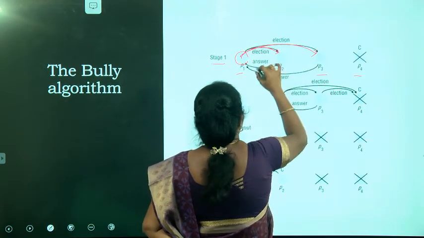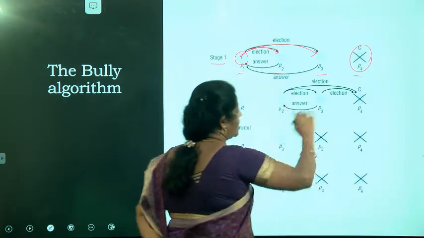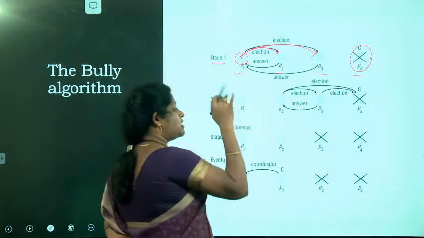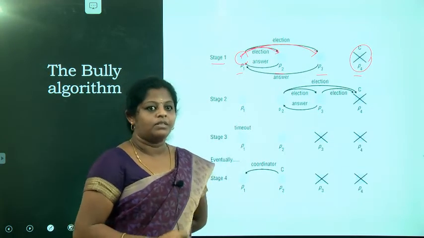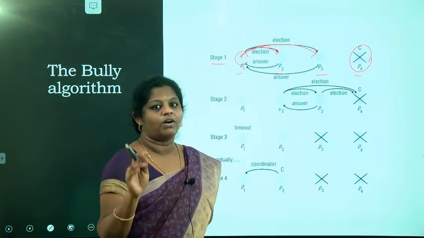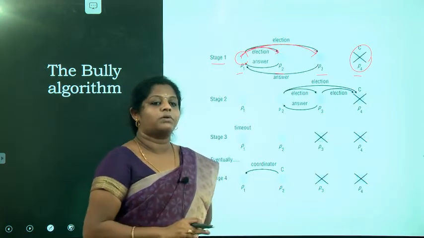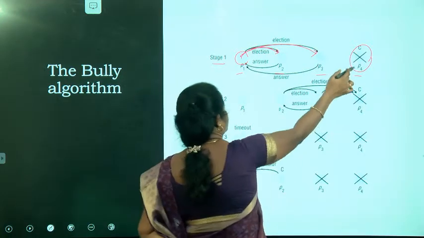During that time itself, process P4 crashed. The process which has the highest identifier knows which process crashed. This is one constraint: not all the processes know this. Only the process with the highest identifier knows which process crashed. So P4 has crashed, and it knows that.